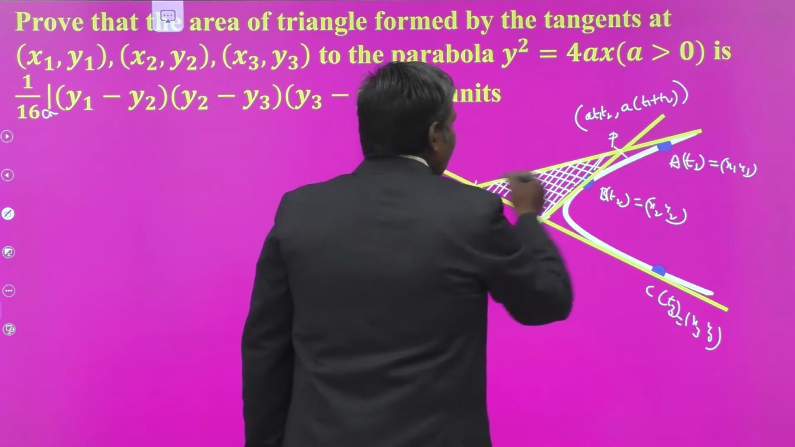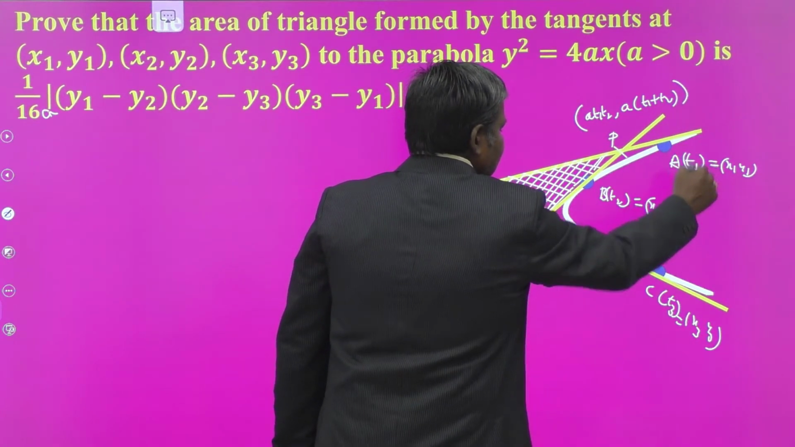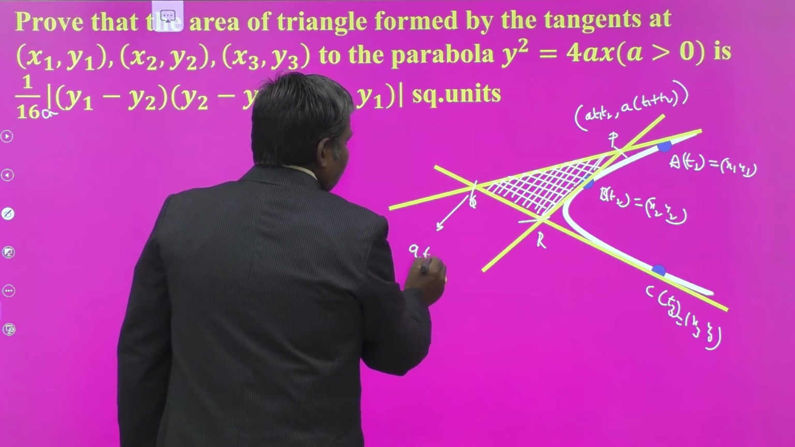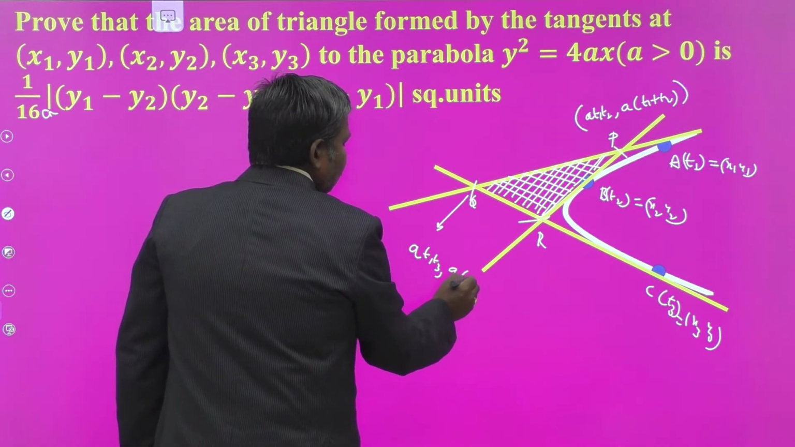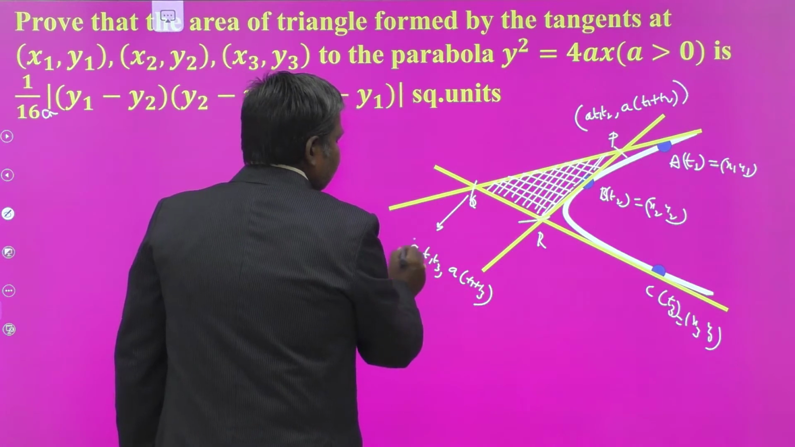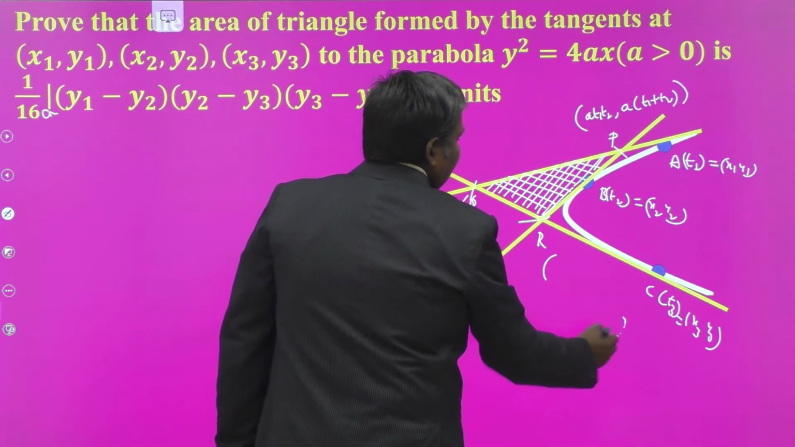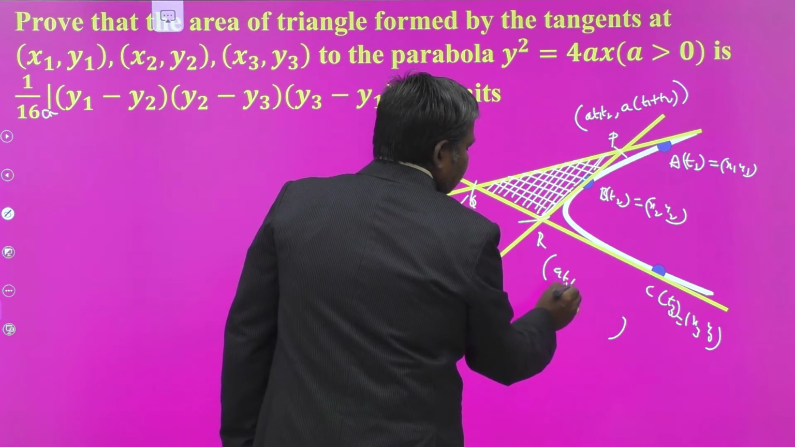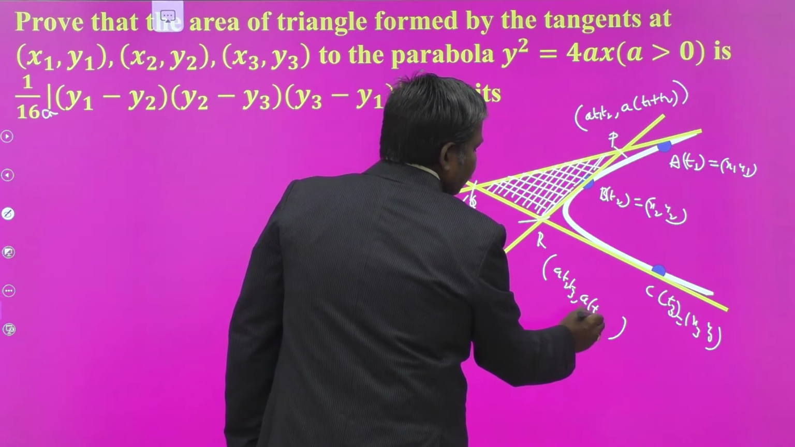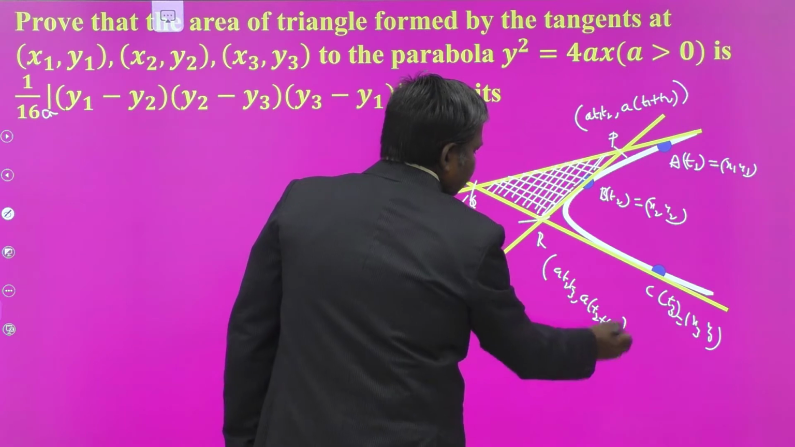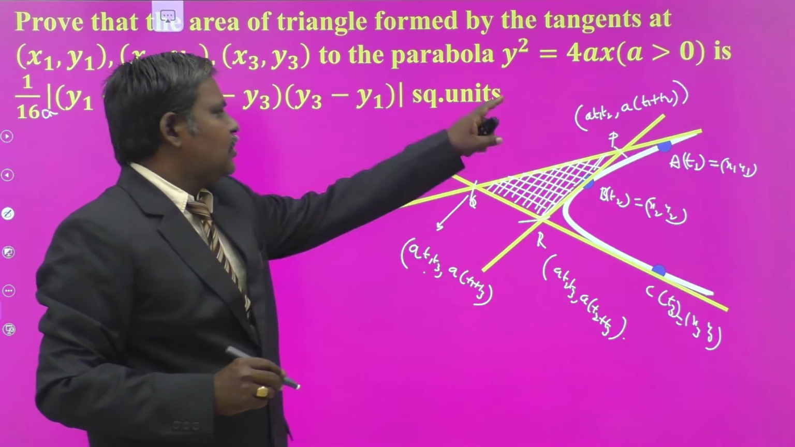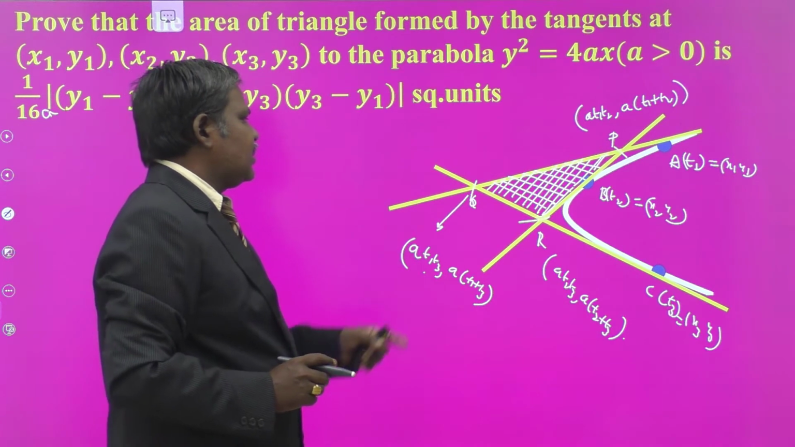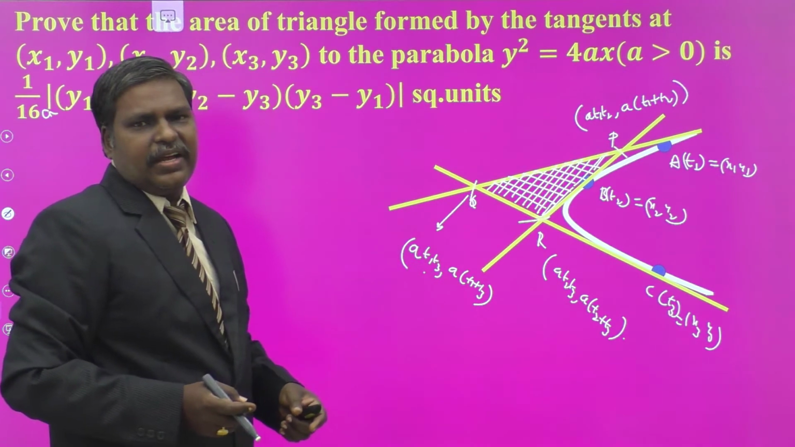Now, what is the point of intersection of these two tangents? It is T1, it is T3. That is, the coordinates of Q are A T1 T3 comma A into T1 plus T3. Again the coordinates of R are what now? A T2 T3 comma A into T2 plus T3. That's all. These are the points of intersections of tangents. With these points, can you write the area of the triangle or not?